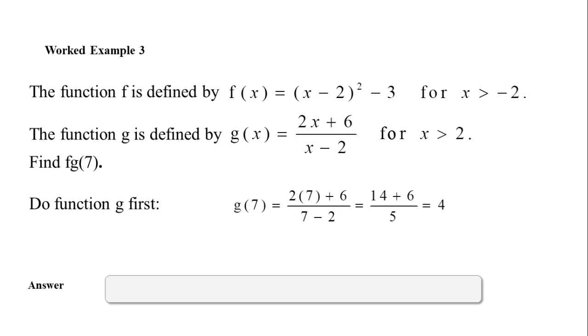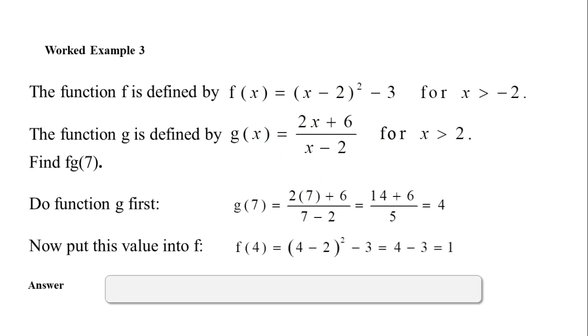That value of the g of 7, which is 4, will be the input into the f, which will give you 4 minus 2 squared minus 3, which will give you an answer of 1. This will give you a conclusion that f of g of 7 is equal to 1.